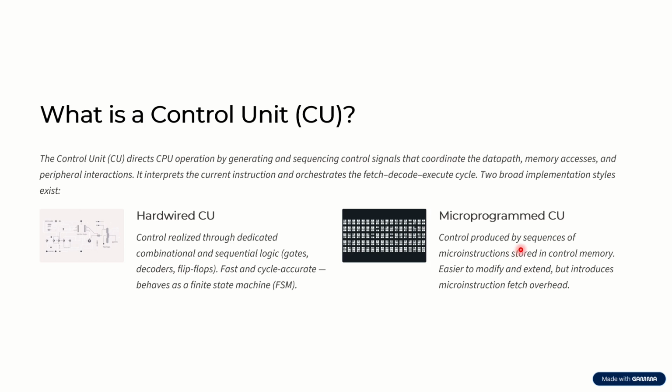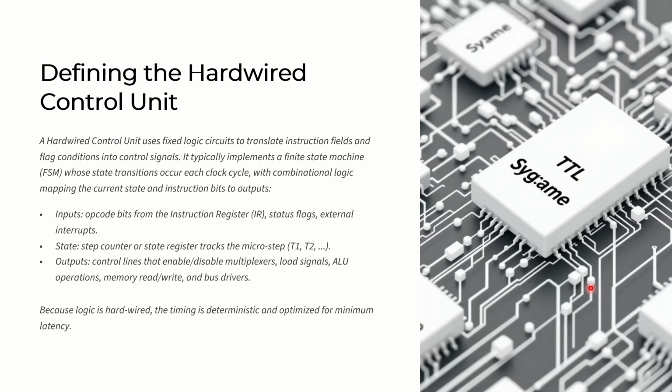Now moving to the microprogrammed control unit. Its control is produced by sequences of microinstructions stored in control memory, easier to modify and extend, but it introduces microinstruction fetch overhead. It means an extra step will be added, so our latency will be a little higher than the hardwired control unit, but we'll get high flexibility. We can choose either of them as per our need, or we can use both of them in parts.